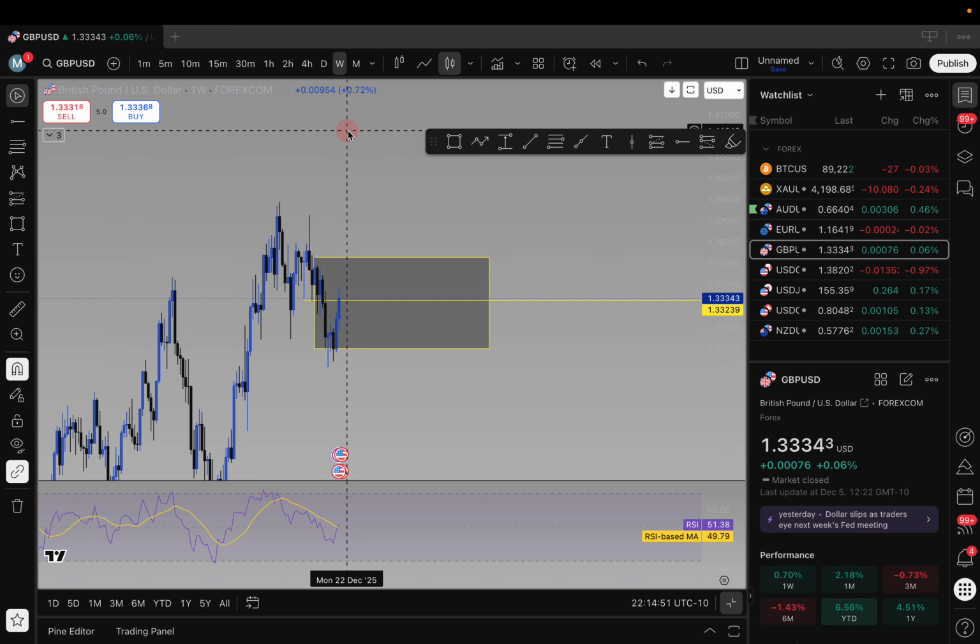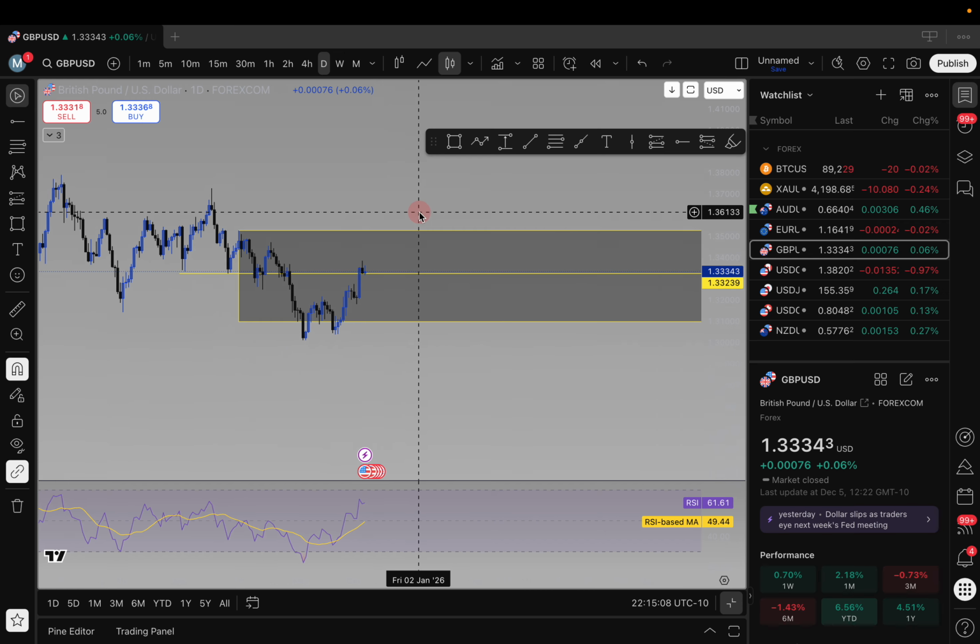So now we're on the weekly, and we know it's bearish, right? So this one is, I believe, no trade at the moment on the weekly, but on the daily, let's look.